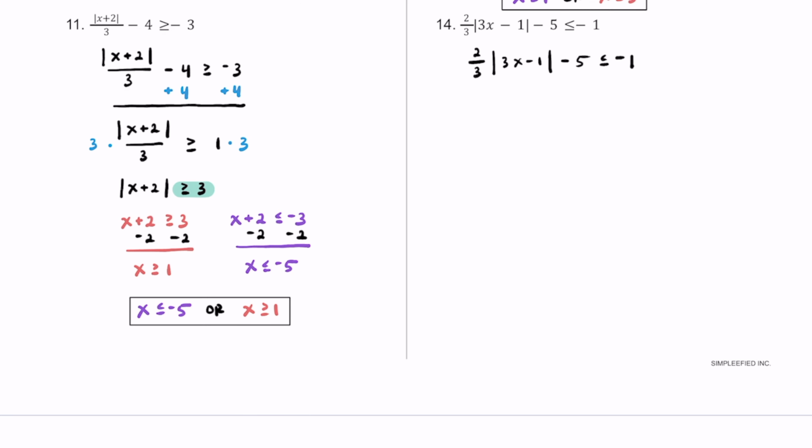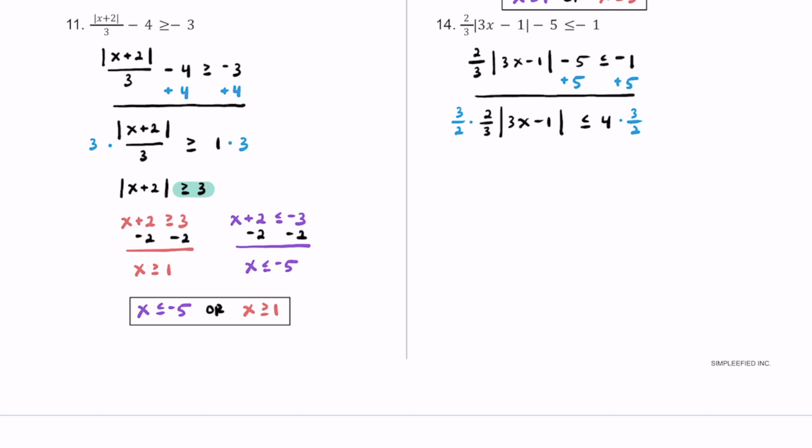All right, so to get started here, let's go ahead and add 5 to both sides. If we add 5 and add 5, then that minus 5 and positive 5 will cancel out, and we're going to get 2/3 multiplied by the absolute value of 3x minus 1, and then we're going to have that be less than or equal to positive 4. Then to get rid of this 2/3, we can divide both sides by 2/3, or just multiply both sides by 3/2. Whichever way you want to think about it. That's called the multiplicative inverse.